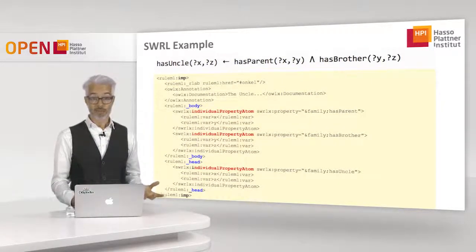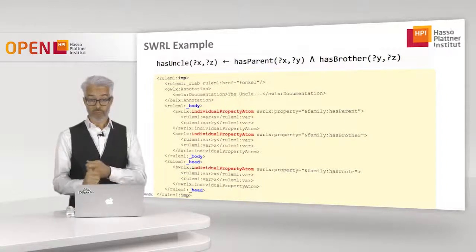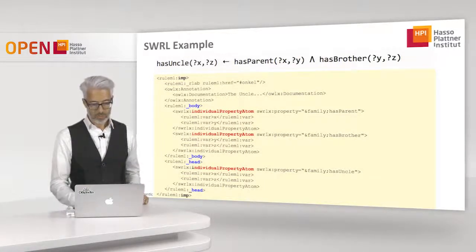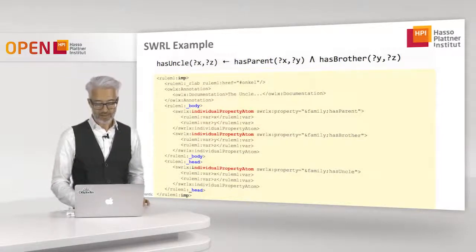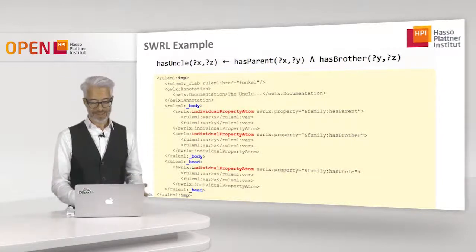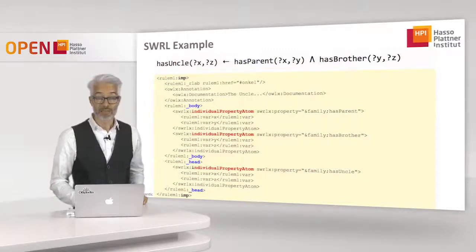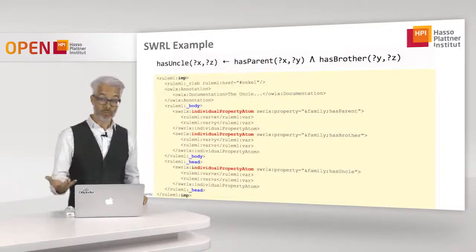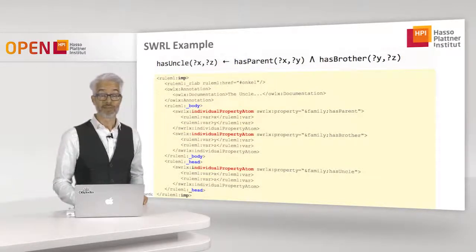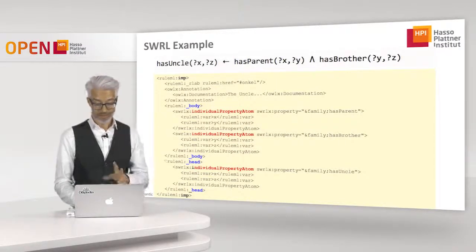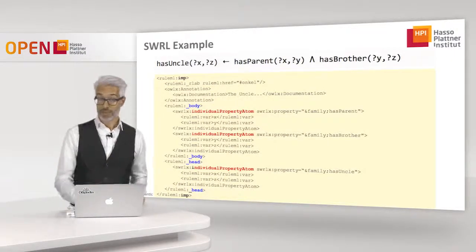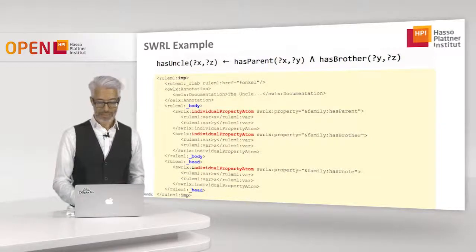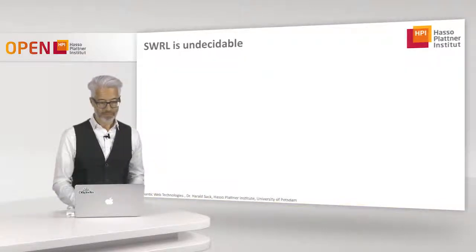Then comes the head, and in the head we usually only have one atom. So here we have one individual property atom, which here is the property hasUncle, and which consists of two variables, x and z. And then you close all necessary tags, and this is the SWRL rule expressed in the XML syntax. So you see this is of course quite expensive in terms of writing, but it's quite easy and simple to express.